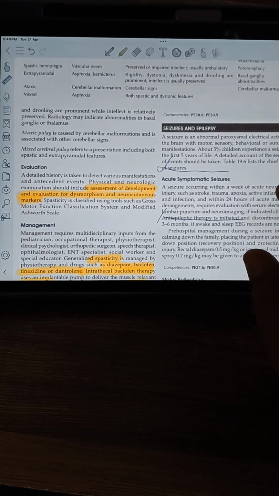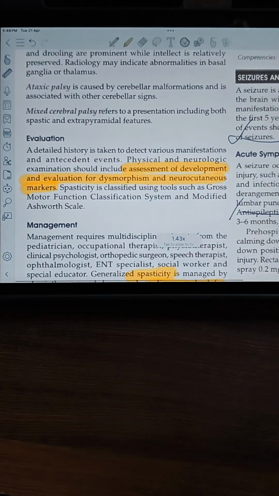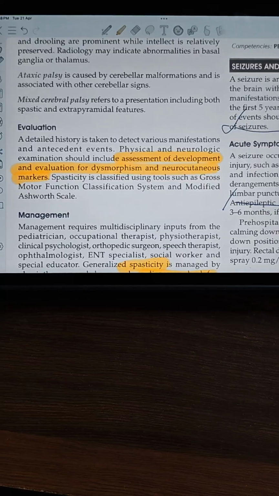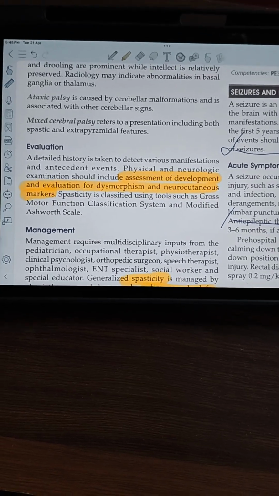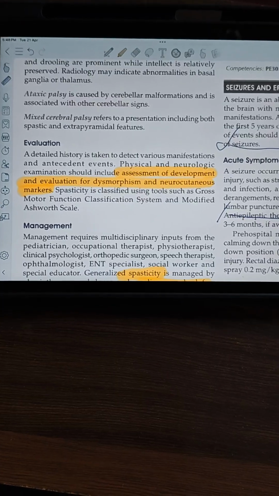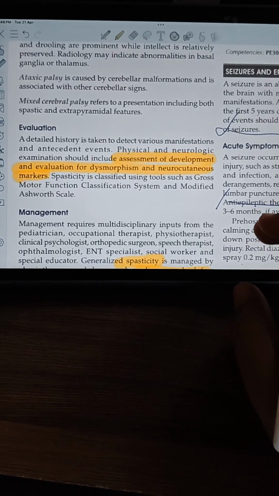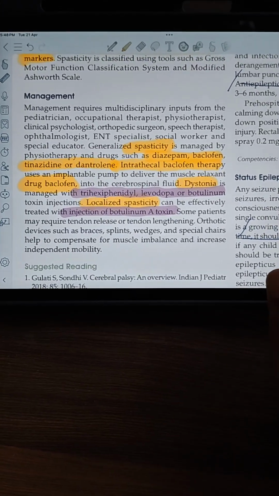So for the evaluation, physical and neurological examination should include assessment of development and evaluation of dysmorphism and neurocutaneous markers. Spasticity is classified using tools such as the Gross Motor Function Classification System and the Modified Ashworth Scale. So let's also discuss its management part.